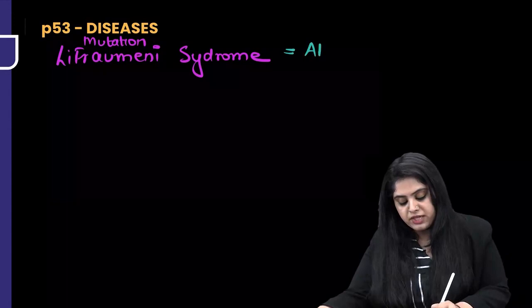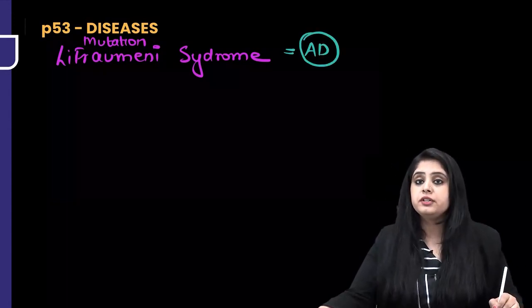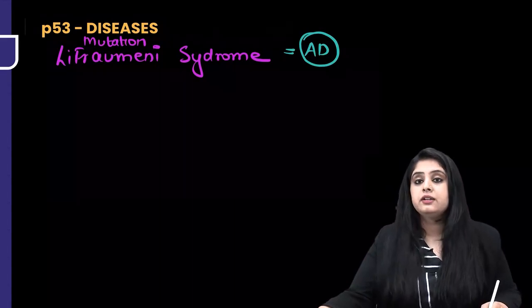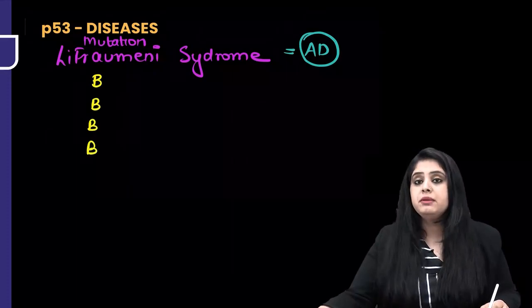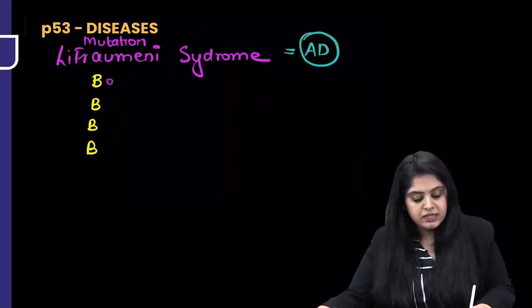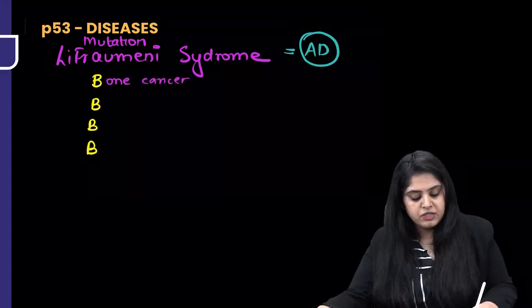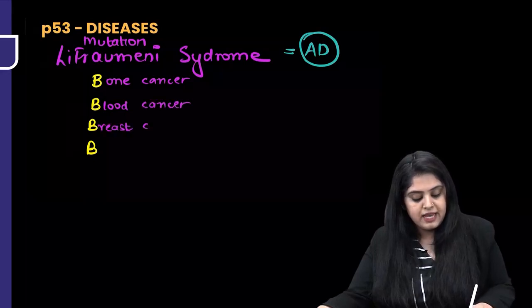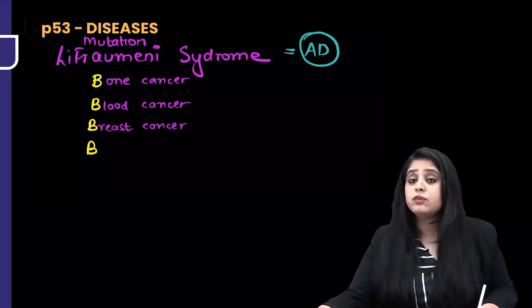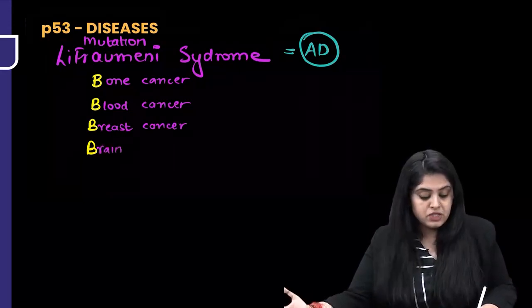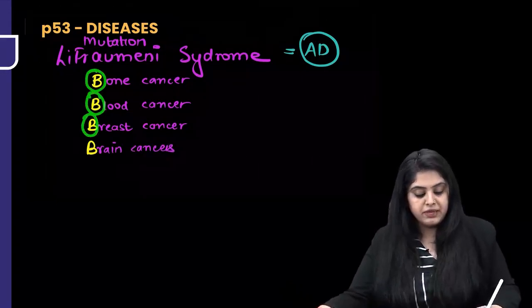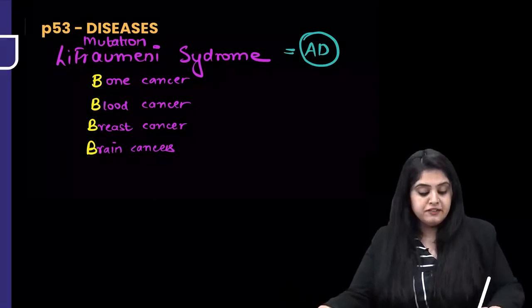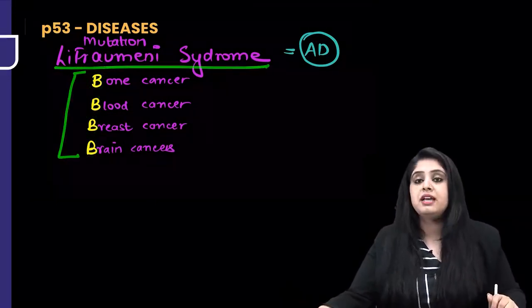I hope you all remember from genetics, Li-Fraumeni syndrome is an autosomal dominant disorder. Please also note that when a patient has Li-Fraumeni syndrome, the patient ends up having all the BB tumors in the body. What are BB tumors? The patient will have bone cancers, blood cancers, breast cancer, and since we are talking about all BB, brain cancer. So remember, if someone in the family has blood, bone, breast, brain cancers, that person is probably having Li-Fraumeni syndrome.